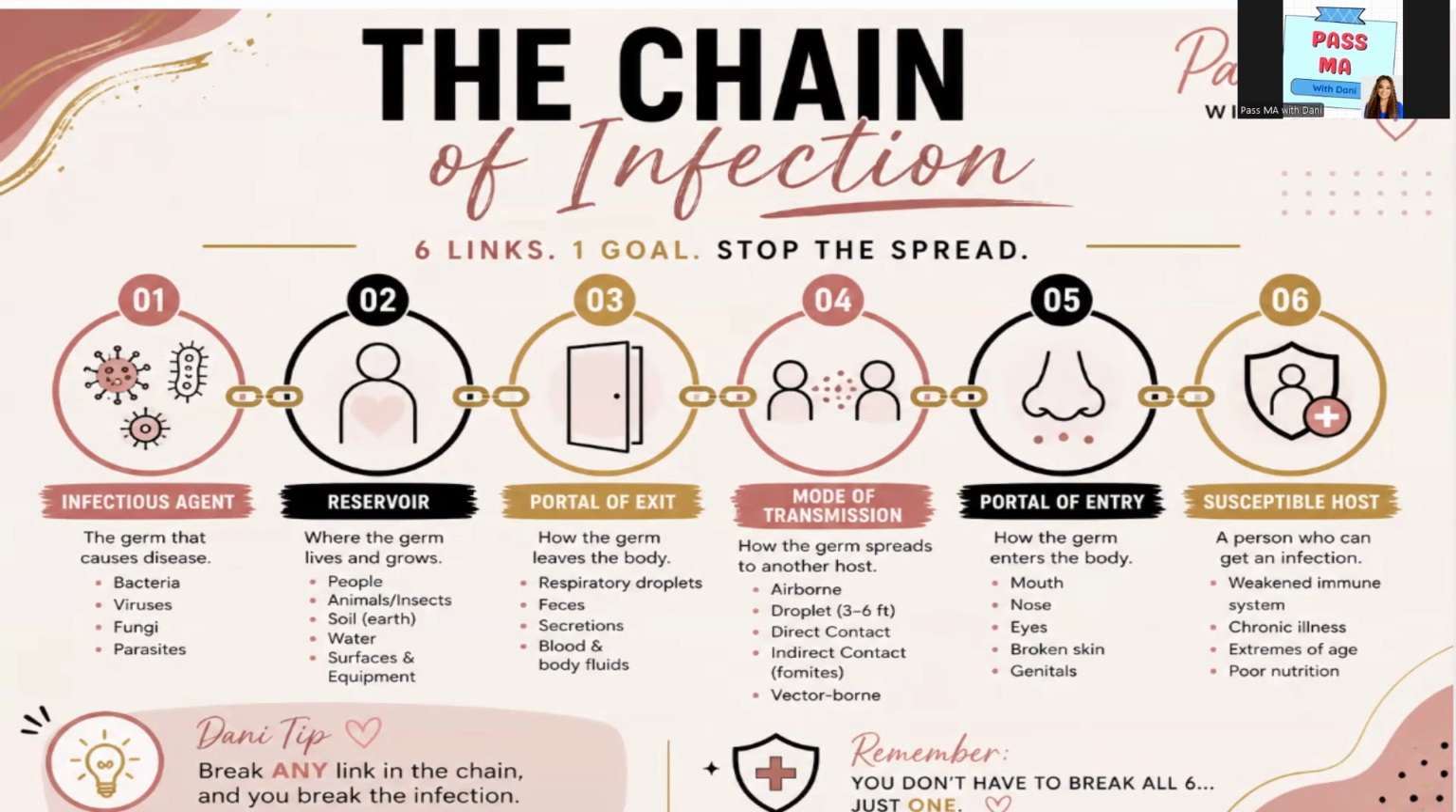The germ needs somewhere to live. It needs somewhere to grow. This is what we call the reservoir. Now, the reservoir could be a person, it could be a surface, it can be soil, water, even animals. Next, the germ has to leave the body. This is what we call the portal of exit. Think of coughing, sneezing, blood, or even other bodily fluids. From there, it spreads. That's the mode of transmission. This is how it travels from one place to another, like through air, by touch, or even contaminated objects.